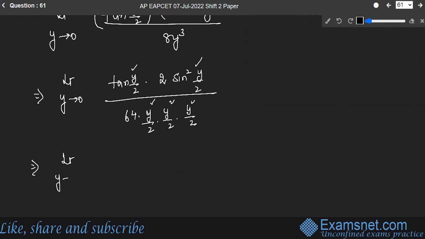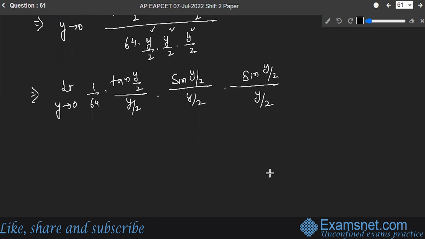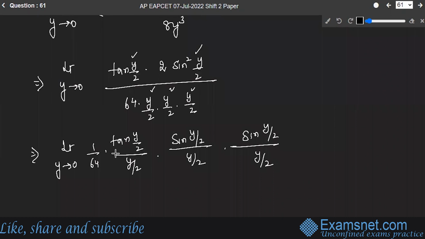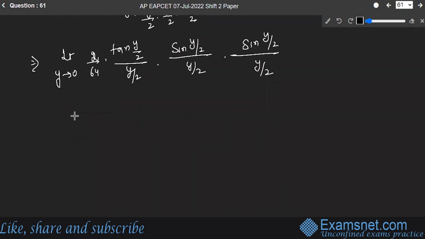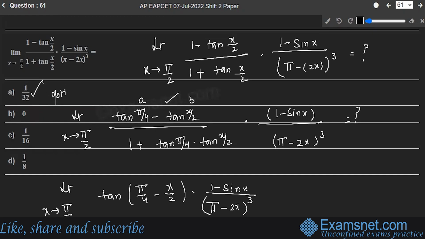So, I'll rewrite this one. Limit y approaching 0 tan y by 2 upon y by 2. This is 1 upon 64 multiplied by sine y by 2 upon y by 2, sine y by 2 upon y by 2. Okay, we had a 2 also in the numerator. So, this is equal to 1 by 32 into 1 into 1 into 1, which is equal to 1 by 32. So, this is the answer to our question. Let's check with the options. Option A is the correct answer to this question. Hope you're clear with this.